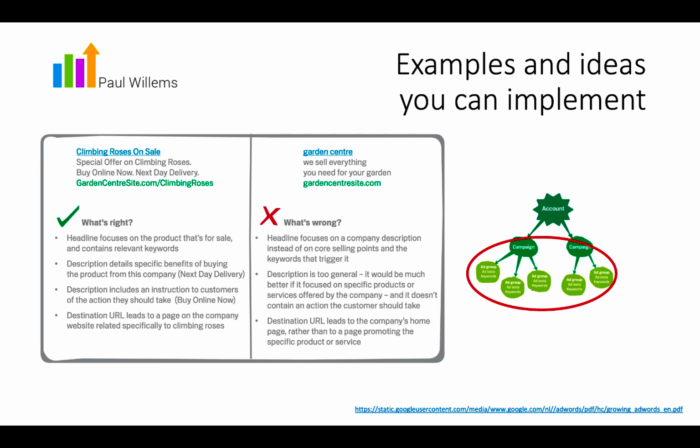And what makes a really good Google ad? On the left side, we have a Google ad. Climbing roses on sale. Special offer on climbing roses. Buy now, buy online now. Next day delivery. gardencentersite.com/climbing roses. And on the right side, we see a similar ad. Garden Center, we sell everything you need for your garden, gardencentersite.com. The information we have here, you can probably find here as well, but this ad is way more specific than this ad, and this ad will not work at all, and this ad is pretty good.